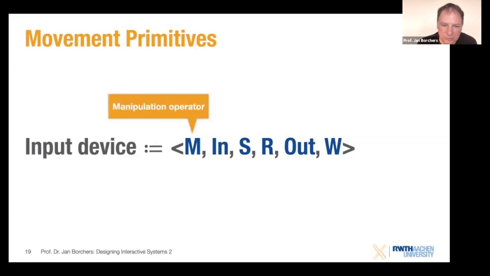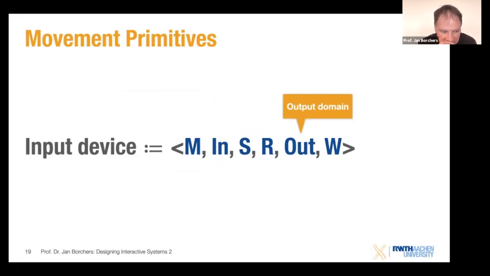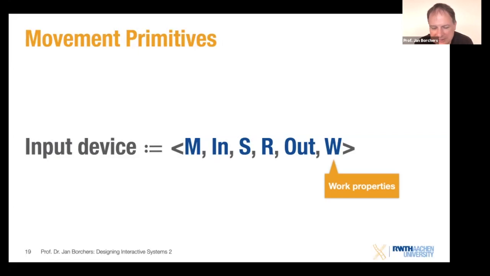Okay, I need to move this back through. There we go. And the final thing is kind of everything else. Card and his colleagues realized that they couldn't describe everything that was important to say about an input device by just specifying these things. So additional work properties, like maybe how much space it took up on the desk or something like this, or anything else that you wanted to specify, would all get mashed in there. And it wasn't important for the key classification of the design space they created.